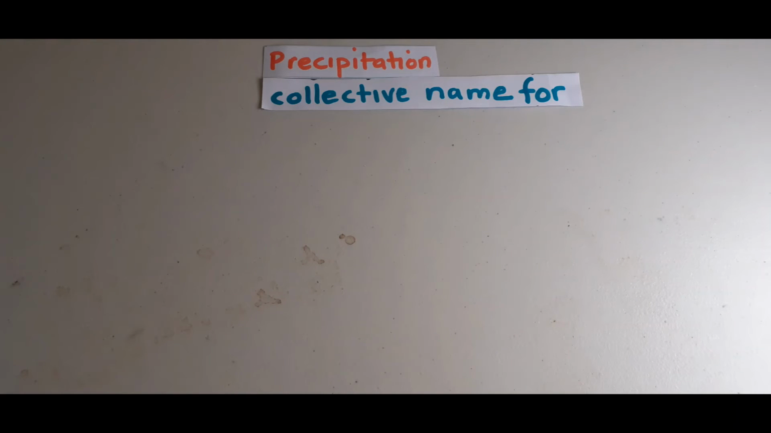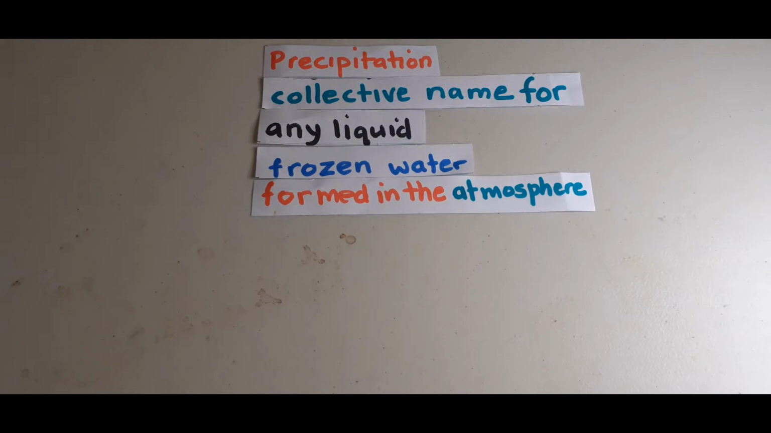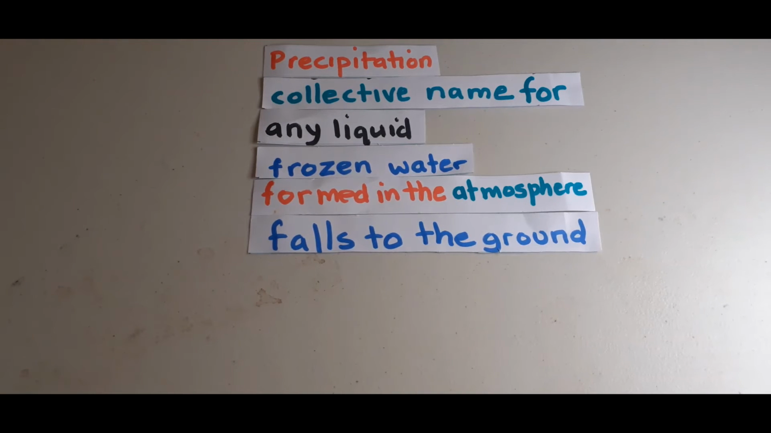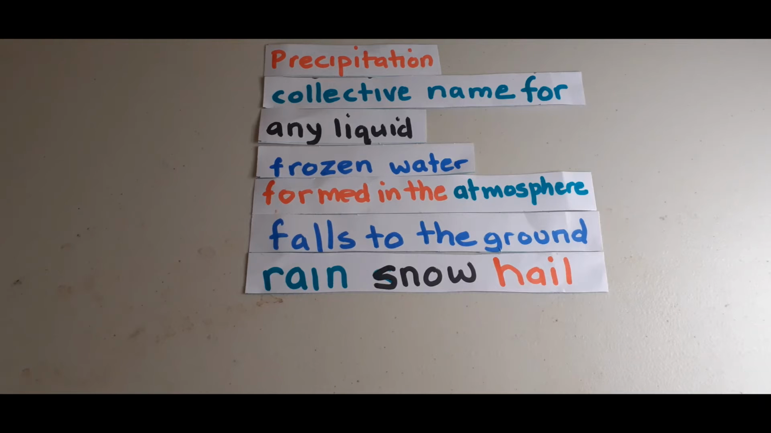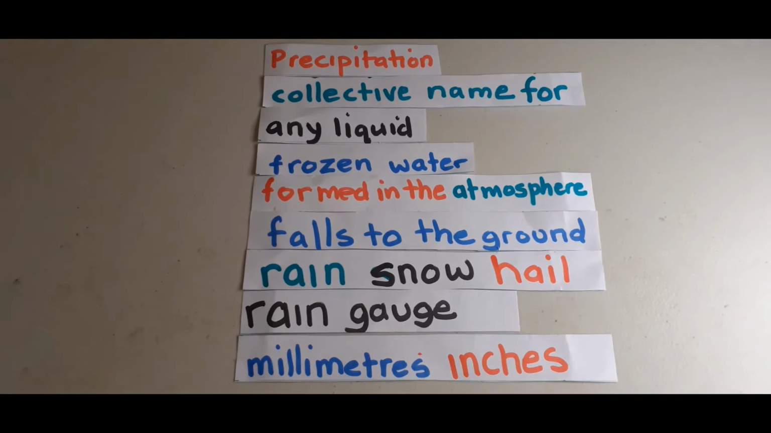Precipitation is the collective name for any liquid or frozen water formed in the atmosphere that falls to the ground. Examples are rain, snow, hail. It is measured by an instrument known as the rain gauge and is measured in millimeters or inches.